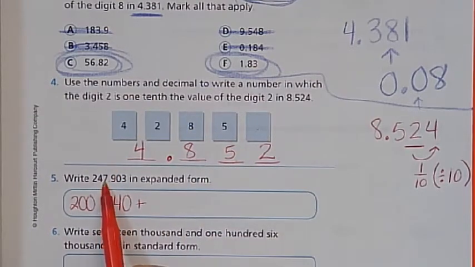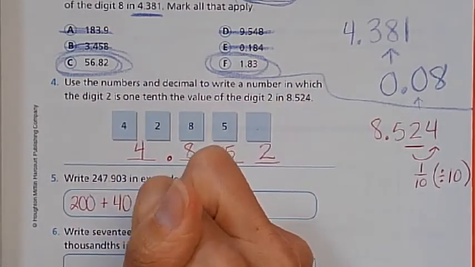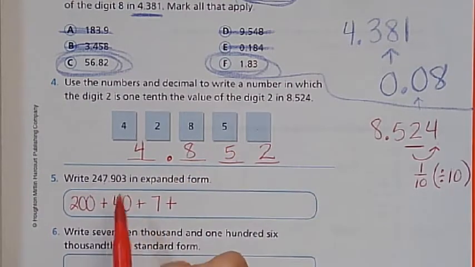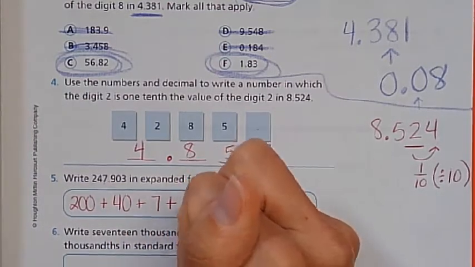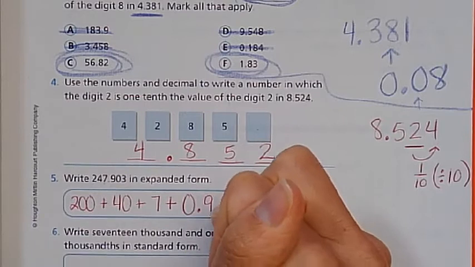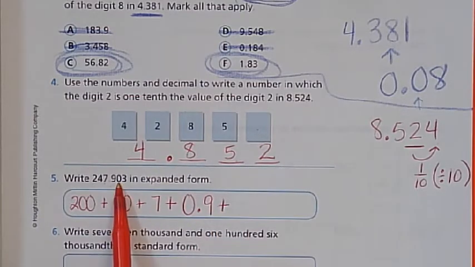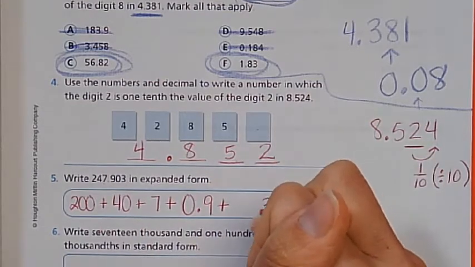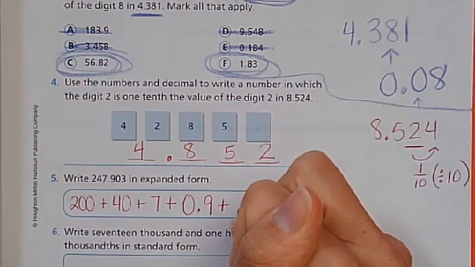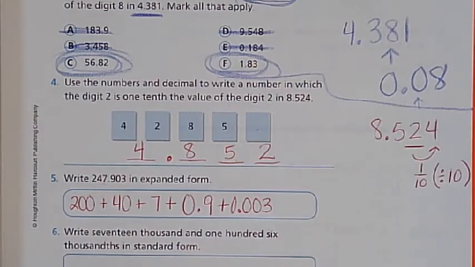Plus, the 7 is in the ones, so that's 7. Plus, the 9 is in the tenths place, so I write it as 9/10. Plus, the 0, well, I don't need to worry about that because there's nothing there. And then the 3 is in the thousandths place. So I write it as 3 thousandths.